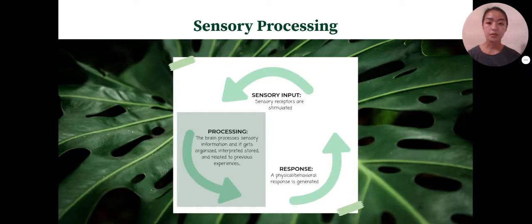The next term is sensory processing. Sensory processing is a part of sensory integration. The brain detects sensory information, which is then taken in, filtered, and organized. Sensory processing is a crucial part of sensory integration in order to generate efficient adapted responses.